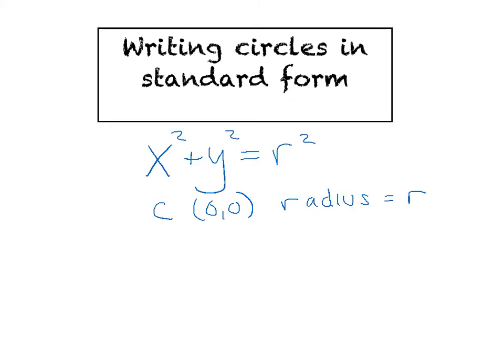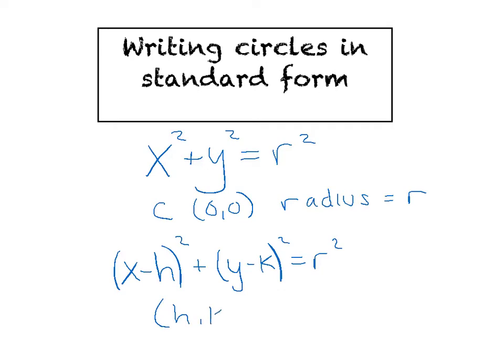My second way it can look is x minus h squared plus y minus k squared equals r squared. This time my center is at h, k, and my radius, of course, is still r. Just recall that when I go get that center, I'm taking the opposite of those two signs, h, k instead of the negative h, negative k.